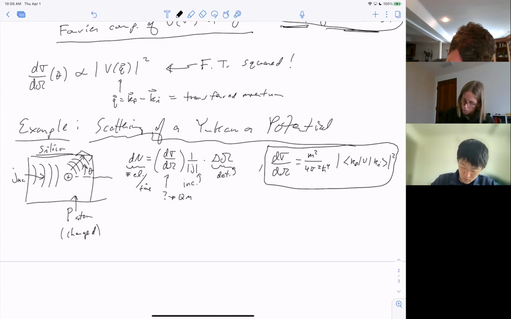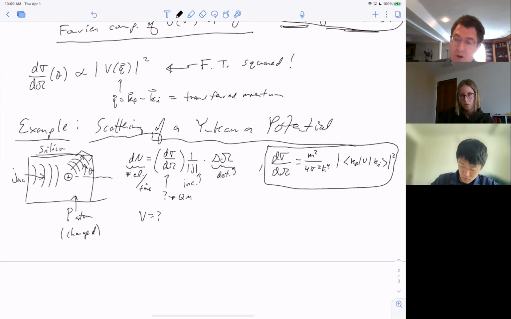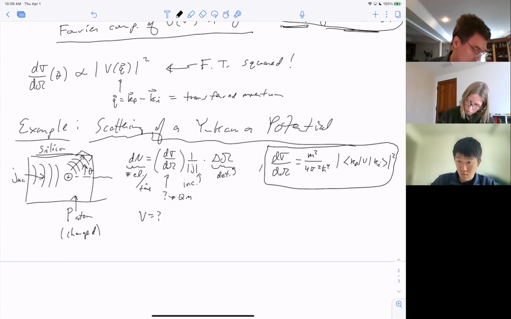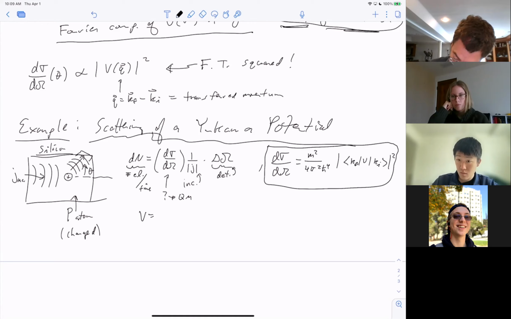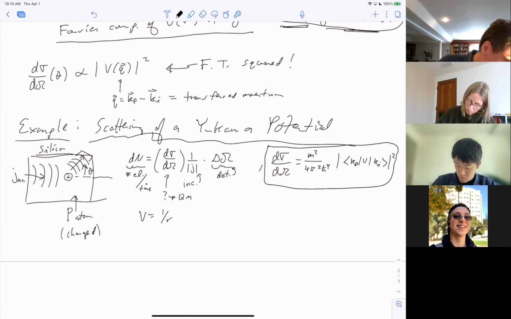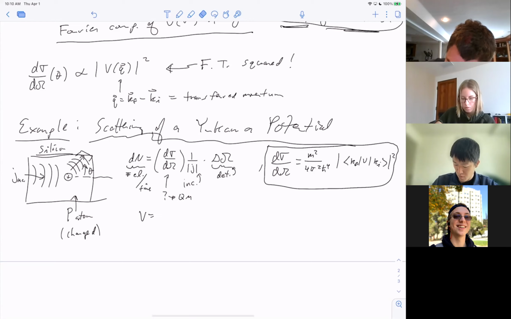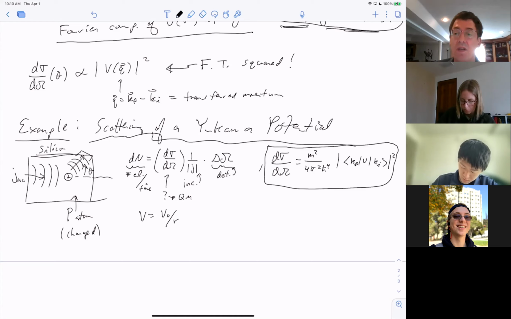And so the question then is, what is V? Okay, so I have a charged impurity, so somebody tell me, what is V? You said it's charged, so is it the Coulombic potential? That's exactly right. And so V, let's call it V naught, a constant times 1 over R to keep the units right. That's right, it's V naught over R. That's right, the Coulomb potential.